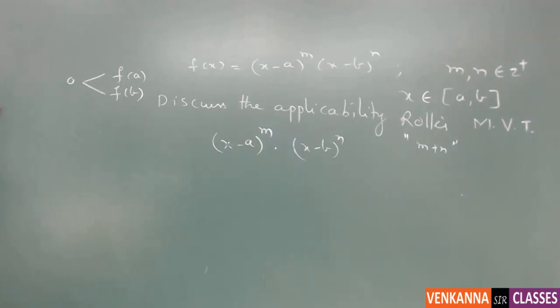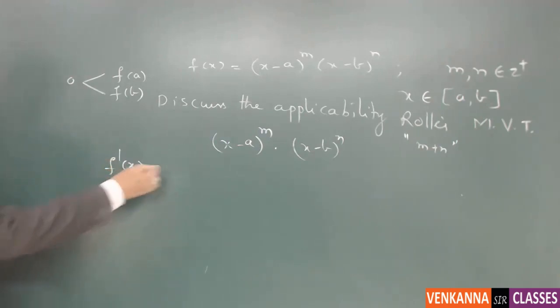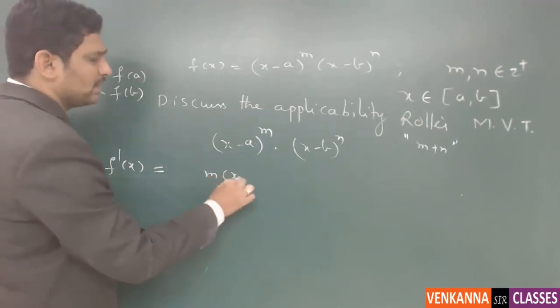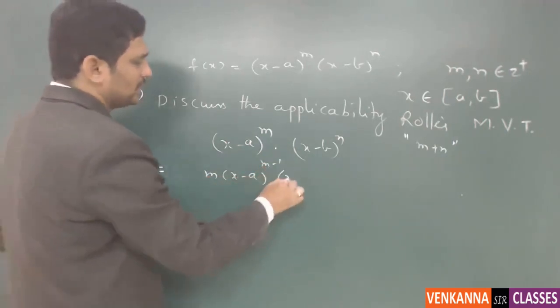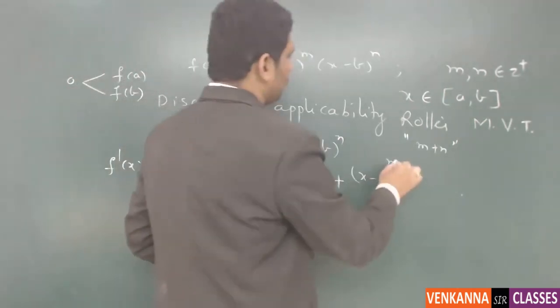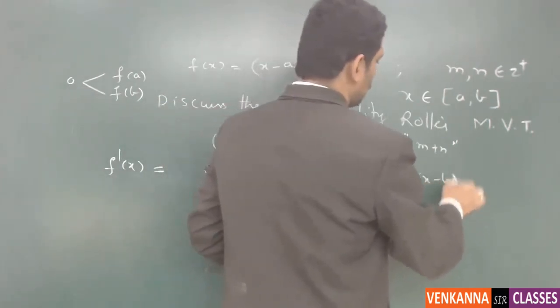Now let us go with the derivative part. If you calculate f dash of x, please understand there is no need to say it is derivable, because every polynomial is differentiable, isn't it? So automatically it is differentiable. As and when the polynomial is continuous, it is differentiable. Right. So let us calculate f dash of x. If you consider the value, it will be m into x minus a into m minus 1 into x minus b plus x minus a whole power m into n into x minus b whole power n minus 1.